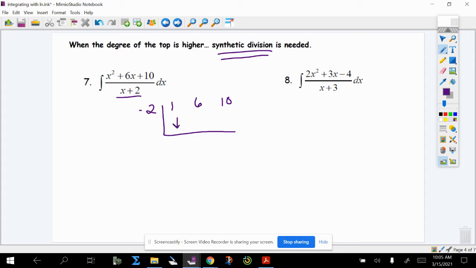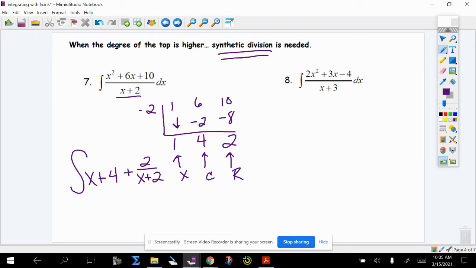The first number drops down. Then you multiply diagonally and add vertically. Multiply diagonally, add vertically. This is your x. This is your constant. And this is your remainder. So what you actually have is x plus 4 with a remainder of 2 over the original divisor, x plus 2.